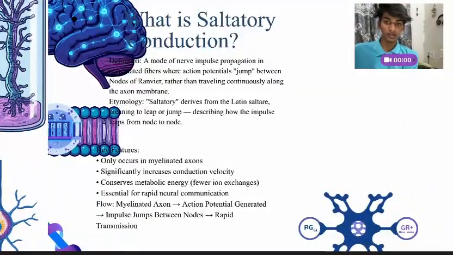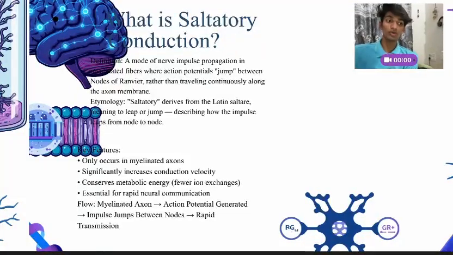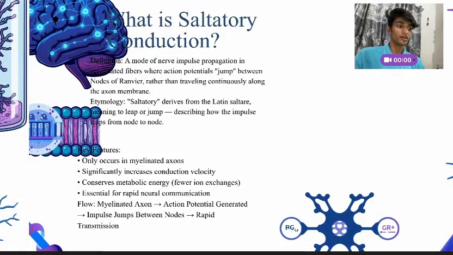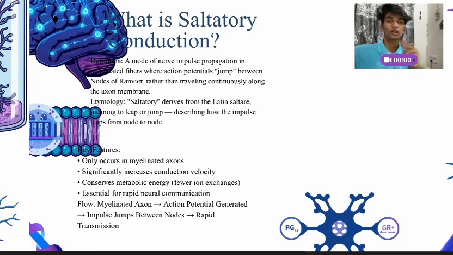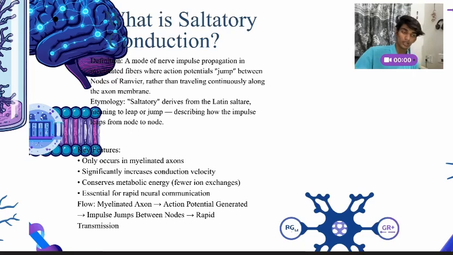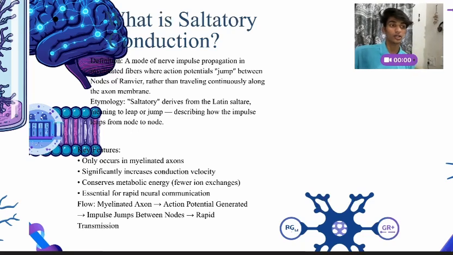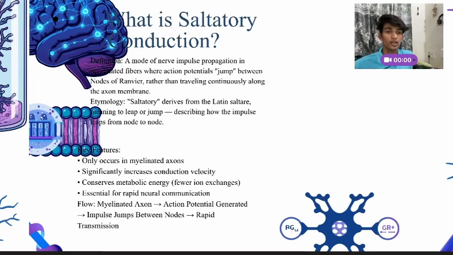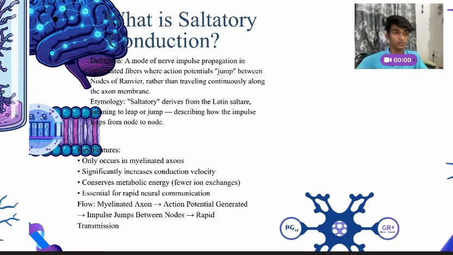First, let's define it. Saltatory conduction is a mode of nerve impulse propagation in myelinated nerve fibers where action potentials jump from one node of Ranvier to the next instead of moving continuously along the entire axon. The word saltatory is derived from the Latin word saltare, which means leap or jump. The key features are that it occurs in myelinated axons, increases conduction velocity significantly, and conserves metabolic energy.